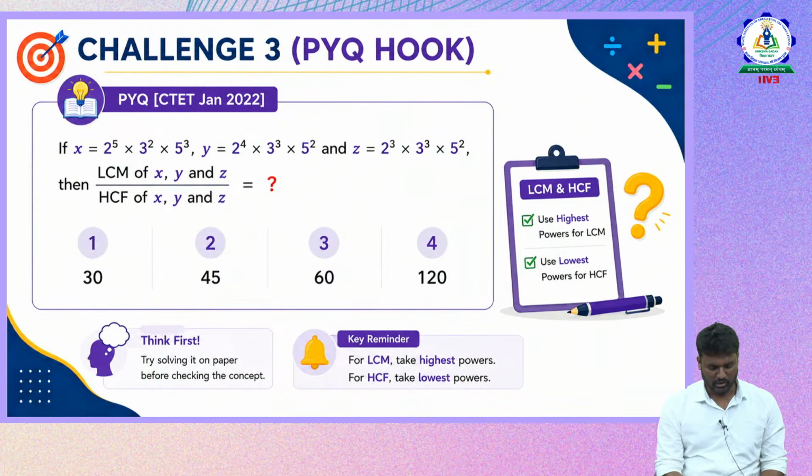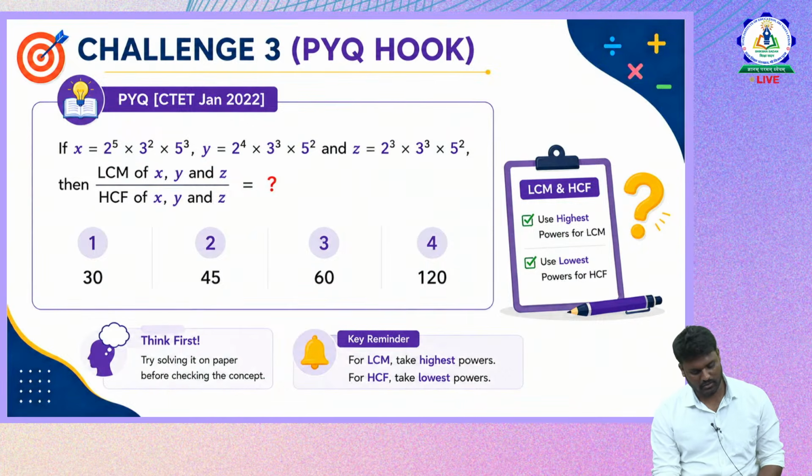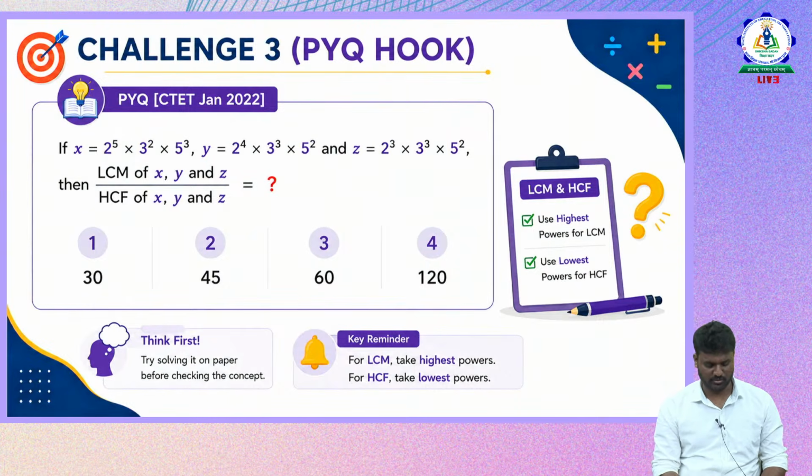Okay, so this is the question where they have given the value of x, the value of y, and the value of z. We need to identify the LCM of x, y, z and the HCF of x, y, z. We can identify this just by seeing the options, and observe the pattern involved in this problem. The options are: option 1 is 30, option 2 is 45, option 3 is 60, option 4 is 120.